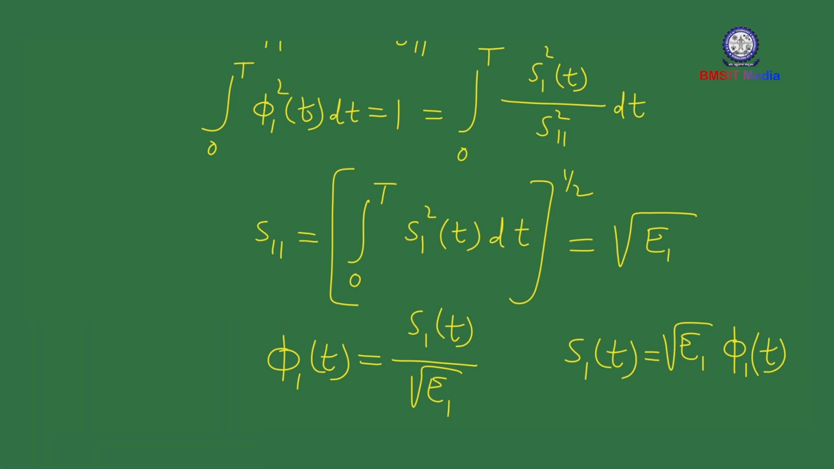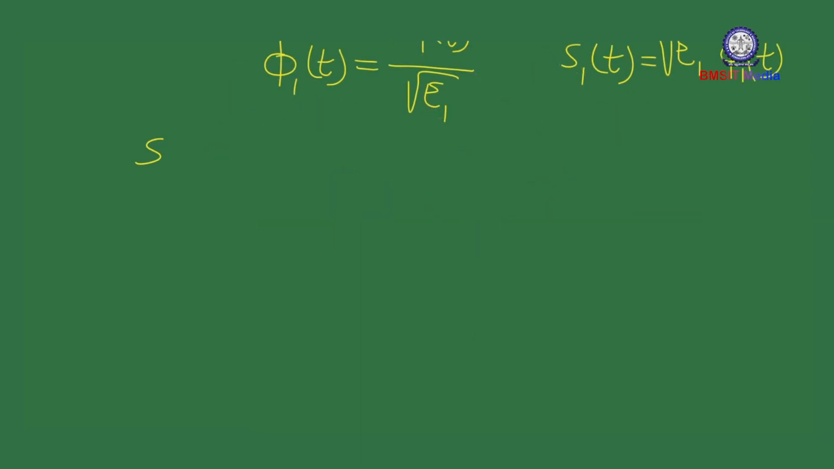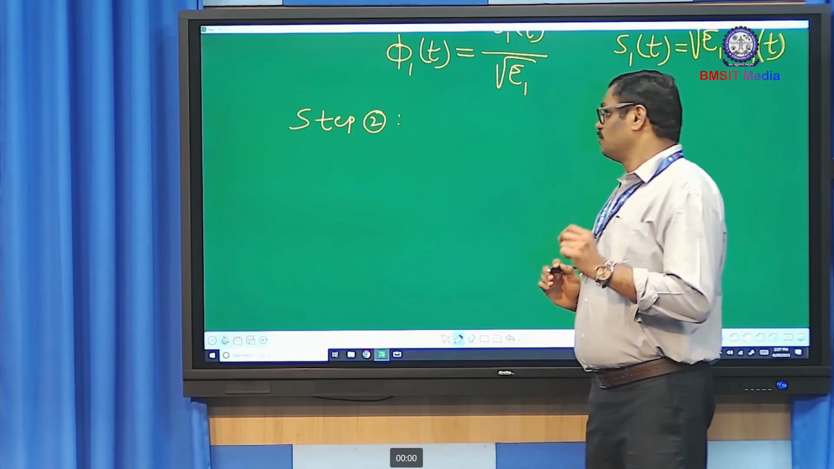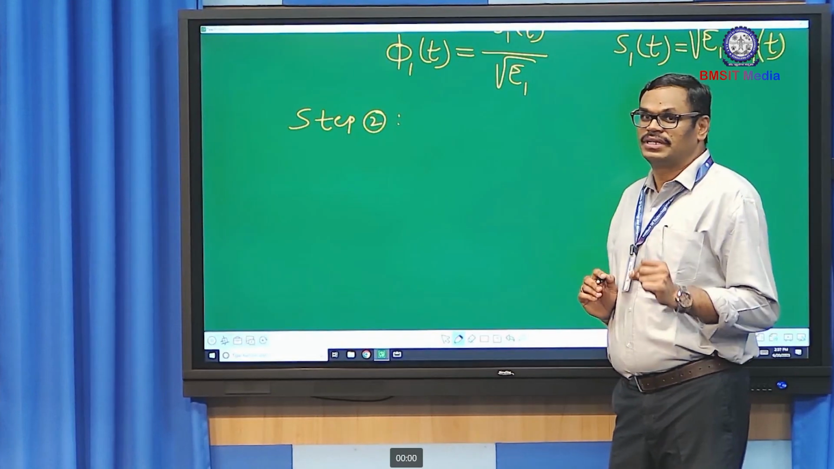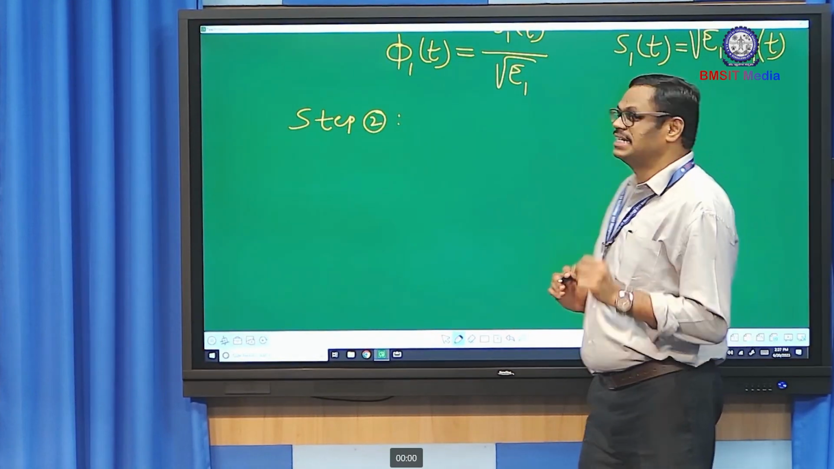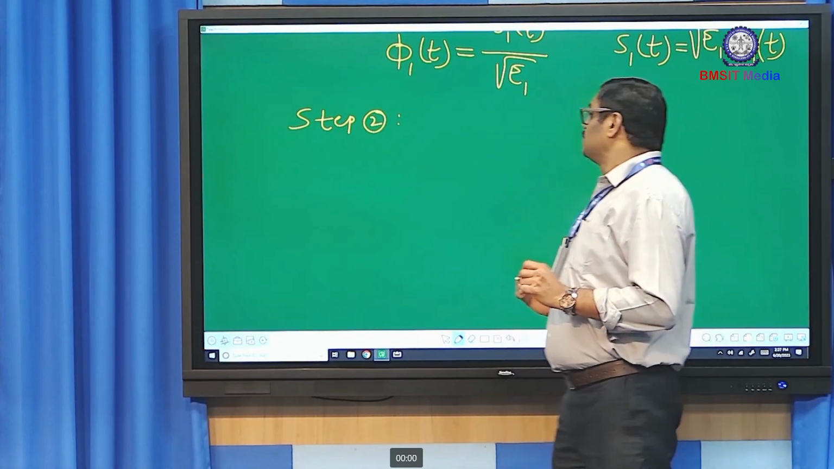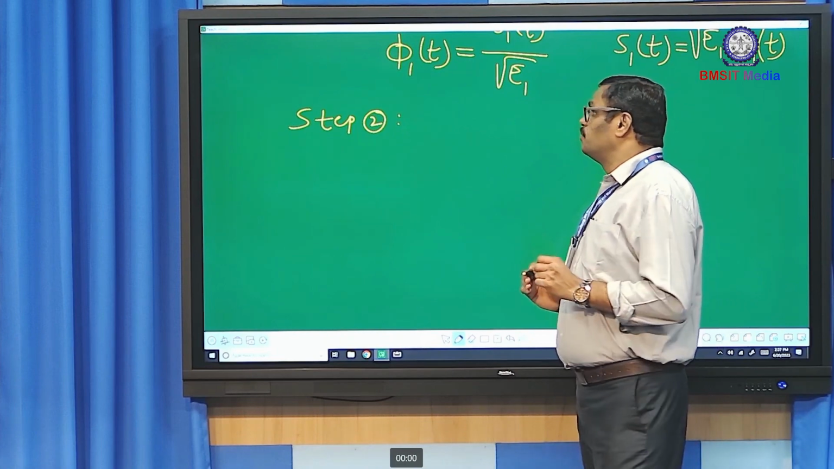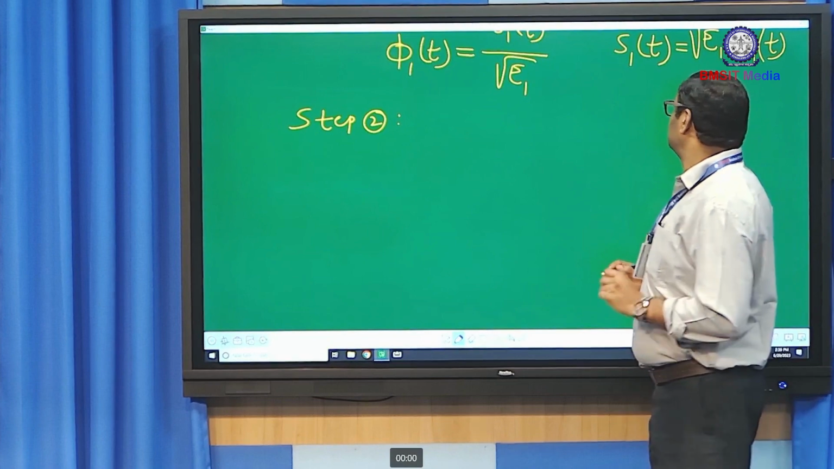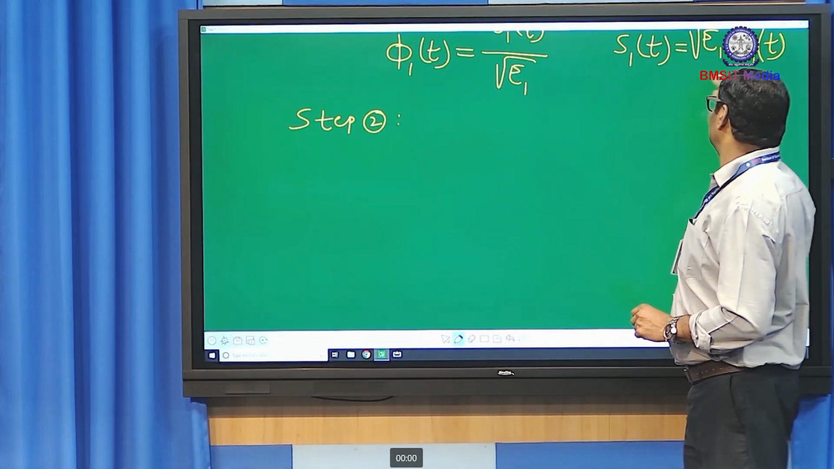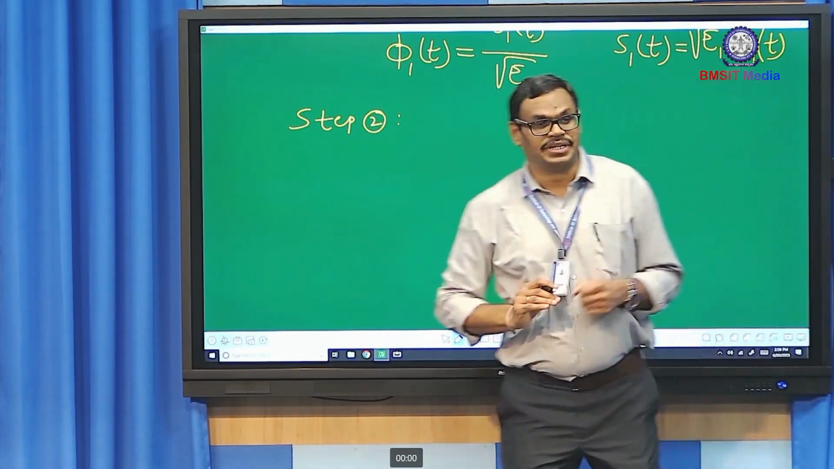In step 2, I repeat once again, in step 1, we are setting the coefficients s_ij equal to 0 in equation 1 except s11. With that, we could find out what is phi 1 of t and what is s11. Then I could express s1 of t in terms of phi 1 of t.